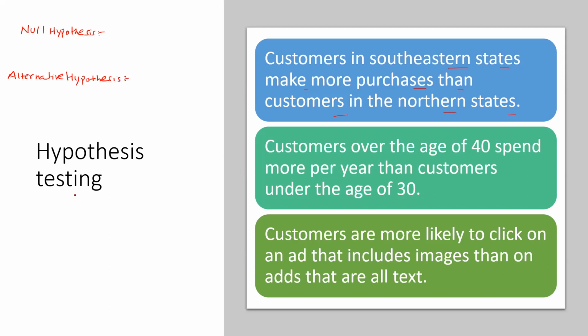Hypothesis testing means we compare two or more things to check which one is good or bad. For example, here we check whether customers in the southeastern state are making more purchases than customers in the northern state. So what would be my null hypothesis and alternative hypothesis here?